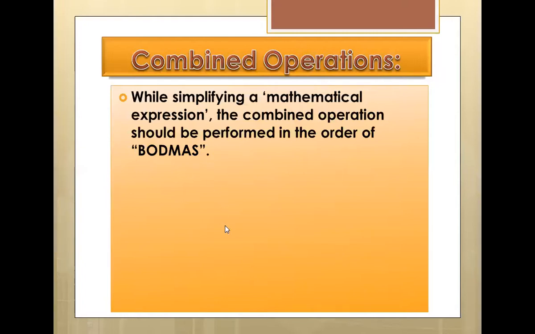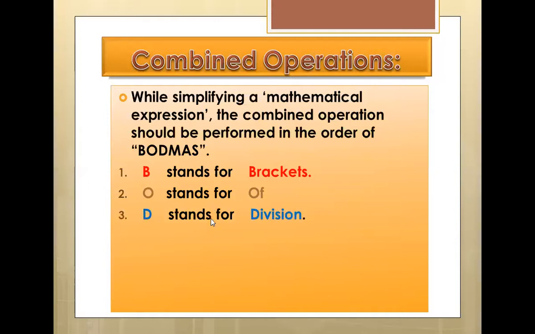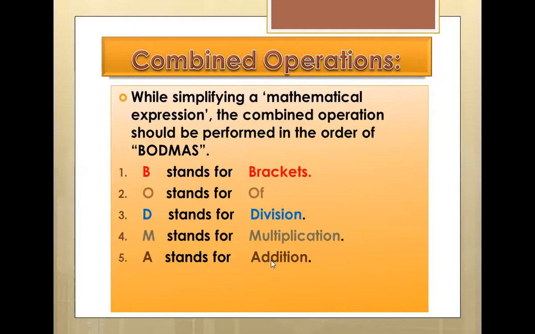Now what is this BODMAS? It is very clear. B stands for brackets, which means first you will solve the brackets. Then O stands for of, and of means multiply. Then D for division, M for multiplication, A stands for addition, S stands for subtraction. So you will solve brackets first, then of, then division, then multiplication, addition, and subtraction. This is the way to solve any combined operation.